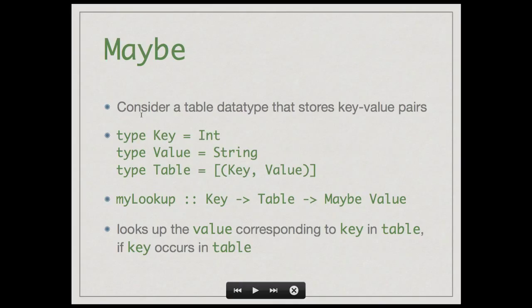Here is another example of the use of Maybe. Consider a table data type that stores key value pairs. Type key is just integer, let us say, and type value is just string, let us say. So type table is just a list of key value pairs. We want to define a function myLookup, which is a function of type key arrow table arrow Maybe value. What it does is look up the value corresponding to the key in the table if the key occurs in the table. If the key occurs in the table, it will return the corresponding value, otherwise it will return Nothing.